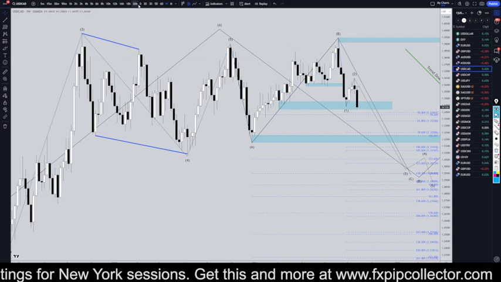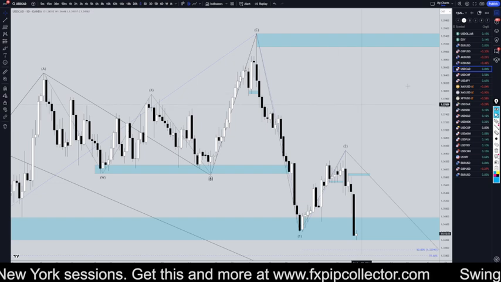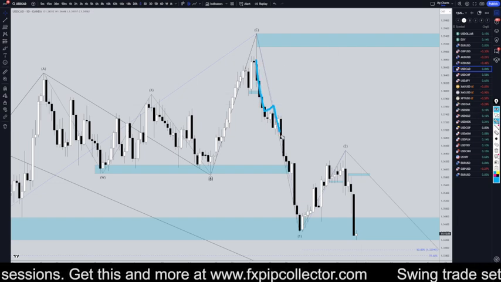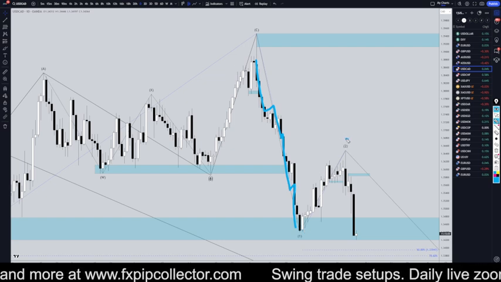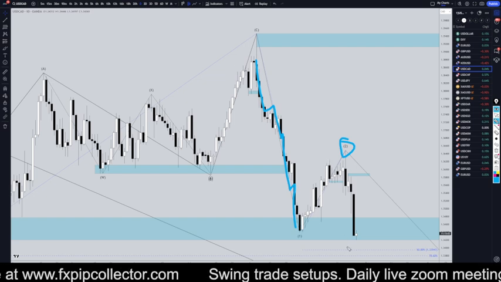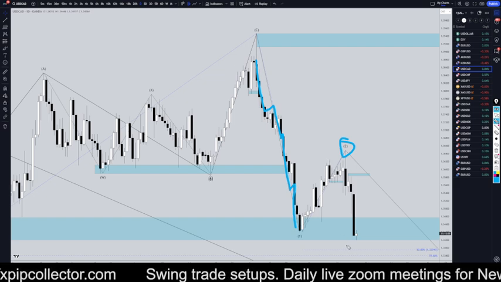So let's take a look at it on the daily time frame. On the daily time frame, we got very, very nice impulsive down. We got very nice corrective up. I was a little unsure whether this really was the end of a wave two or not, but looking at price action, it definitely looks like the end of a wave two.